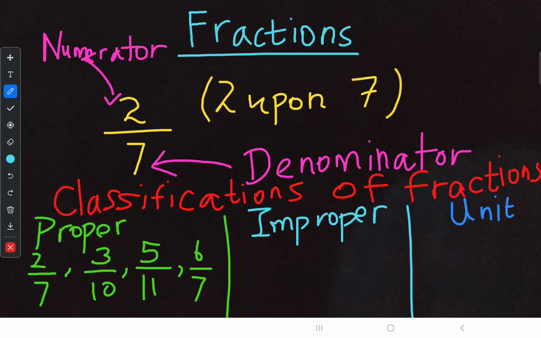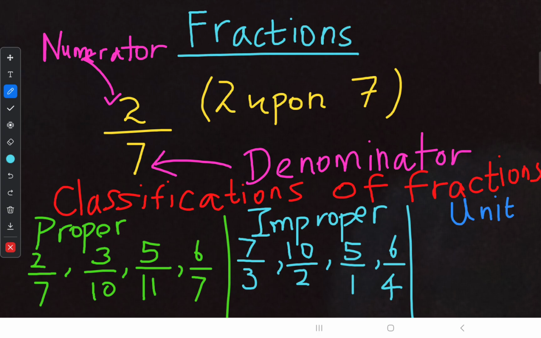But improper fraction, what is the improper fraction? Improper, that is not proper. Not proper means the opposite of proper fraction. The numerator will have higher number and denominator will have less number. Improper one: denominator is less value, numerator will have higher value. 10 upon 2, 5 upon 1, 6 upon 4. These are some examples for improper fraction. Improper fraction means the denominator will have less value, numerator will have higher value.